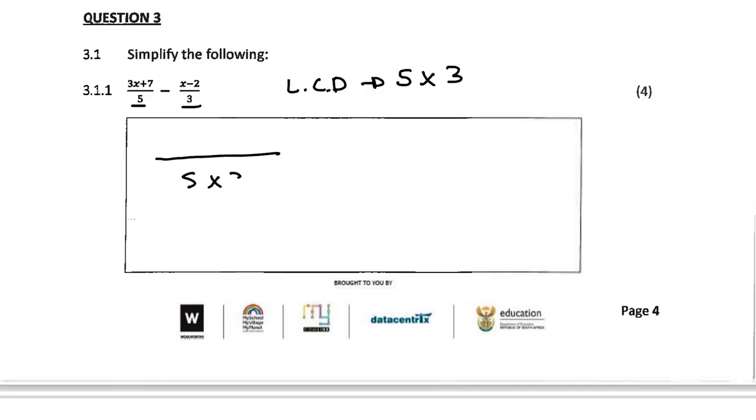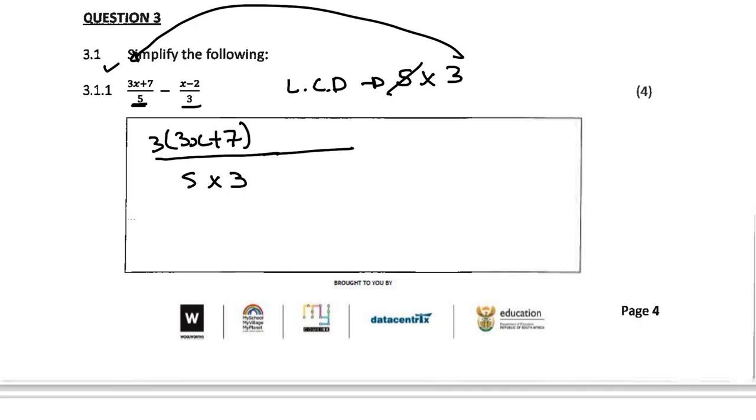And then we just write that denominator down, which is 5 multiplied by 3. Then we come to the first term, and at the top we are just saving 3x plus 7. But now this 5 here will cancel the 5 on the LCD, and then what is left will multiply with what is at the top of the first term. So the 3 will multiply with the 3x plus 7.